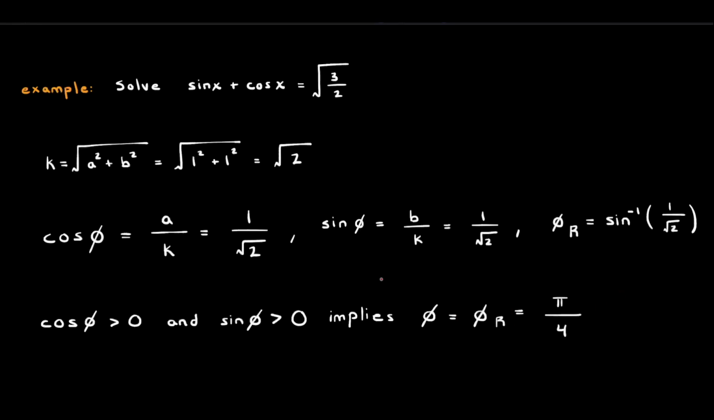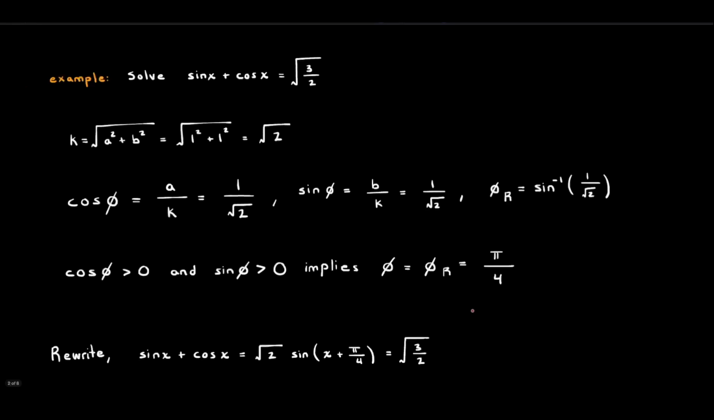But don't worry, in other examples, we'll see how this is not just going to be the reference angle. It might be pi minus or pi plus. We'll take a look at that. But right now, phi is just equal to your reference angle, pi over 4 radians. Okay, so now what we can do is take the left-hand side of this equation and rewrite it as k sine of x plus phi, where the k value is square root 2 and the phi is pi over 4. And all of this needs to equal the square root 3/2.